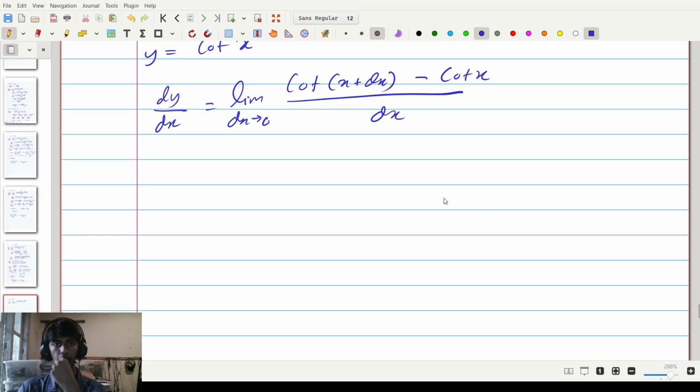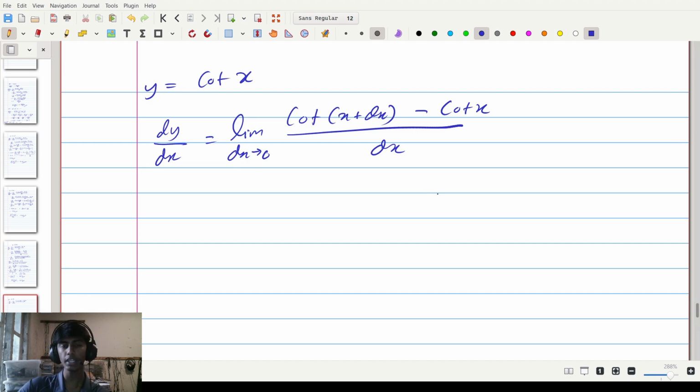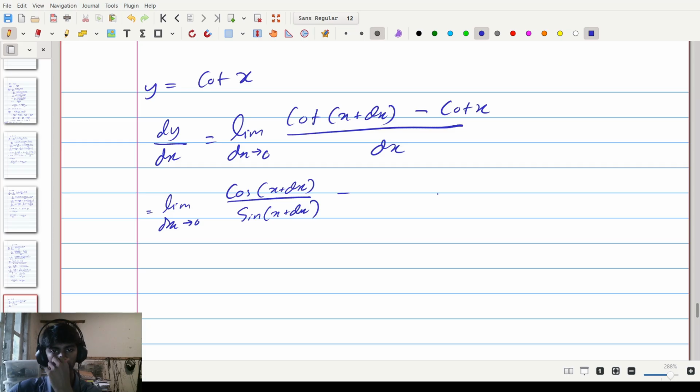Similar to how we did it with tangent, for cotangent we're going to write cotangent of x plus dx as cosine of x plus dx divided by sine of x plus dx, and cotangent of x as cosine of x divided by sine of x. So this is equal to the limit as dx approaches 0 of cosine of x plus dx divided by the sine of x plus dx, minus the cosine of x over the sine of x, and all of this then divided by dx.